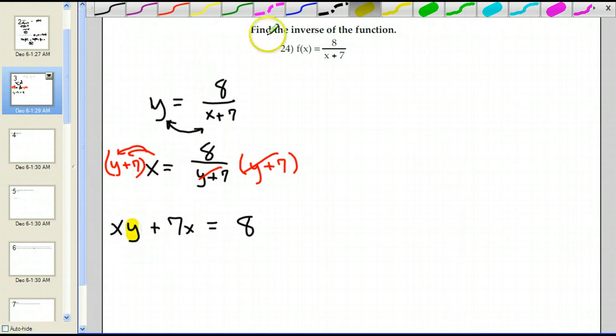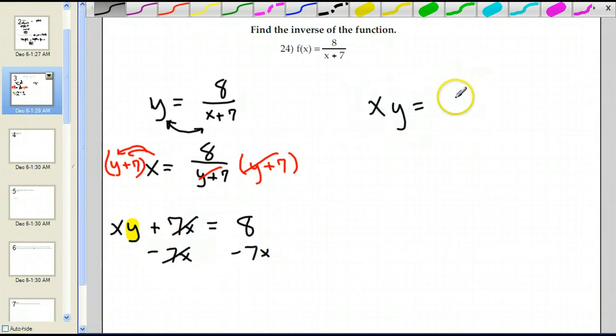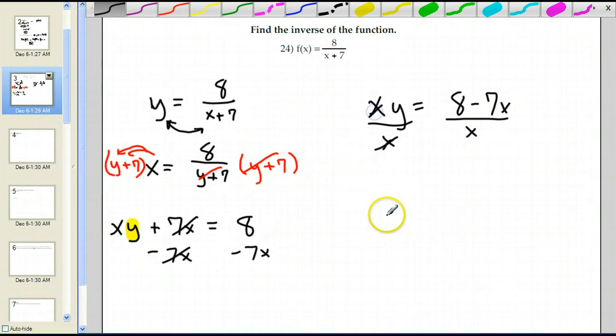So we're going to subtract this 7x over first, and we get x times y equals 8 minus 7x. And then finally, last thing, divide away the x. So we get the equation y equals 8 minus 7x over x.